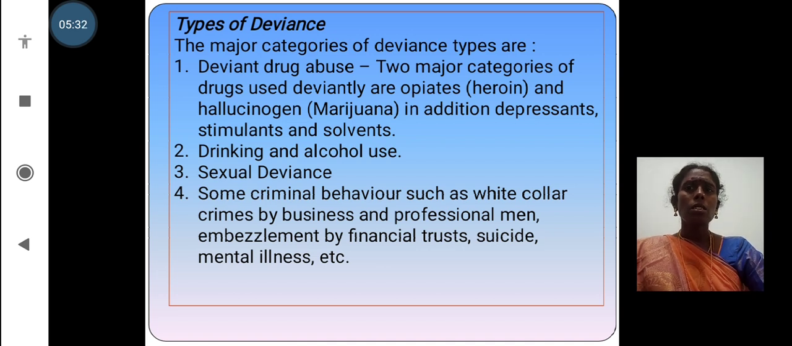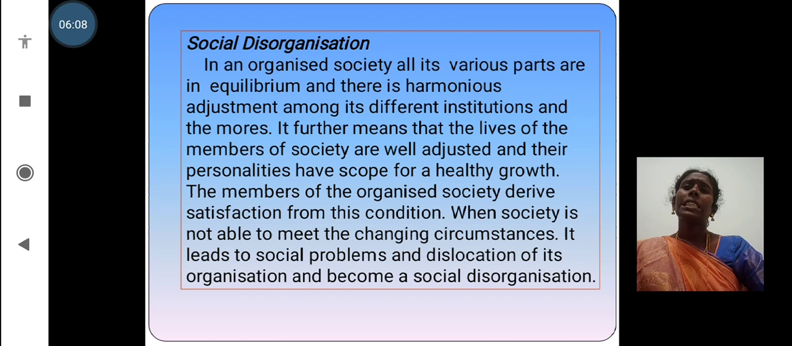The major categories of deviance are: one, drug abuse. Two major categories of drugs used deviantly are opiates and hallucinogens, in addition to depressants, stimulants and solvents; drinking and alcohol use; sexual deviance; some criminal behavior such as white collar crimes by business and professional men; embezzlement by financial trust; suicide; mental illness, etc. Then, what is social disorganization?